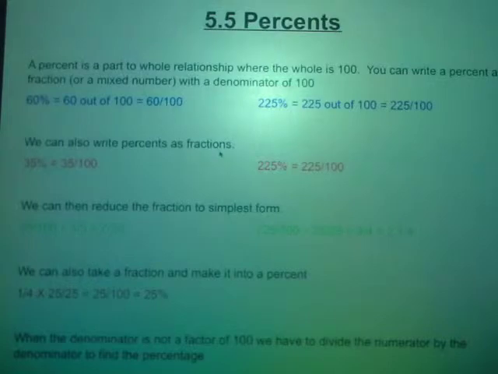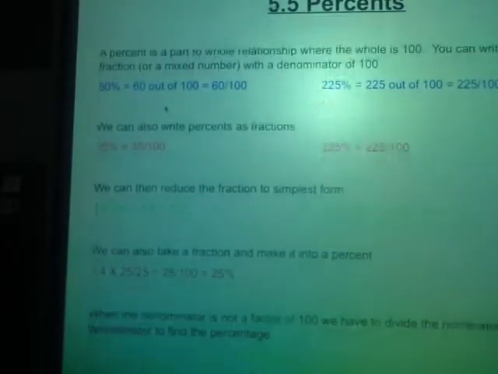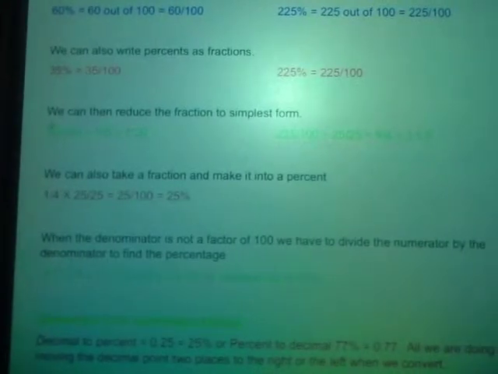straight to 35 100ths. 225%, 225 over 100. I kind of repeated myself there. If we move down just a little bit here, we have a way we can reduce. So we started with our 35 out of 100 in green, and that looks pretty hard to see, so I apologize for that. I won't use that green anymore.